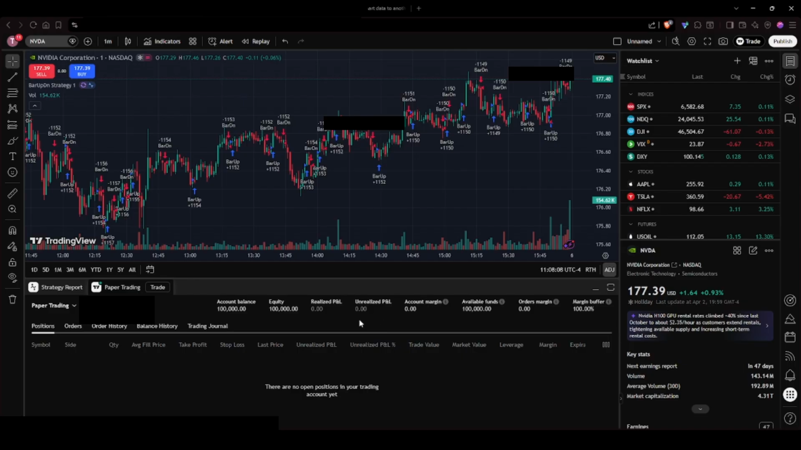Finally, if you trade with a brokerage linked to your TradingView account, you may see your balance update in real time as market conditions change. Remember to check your balance regularly to stay informed about your trading position.